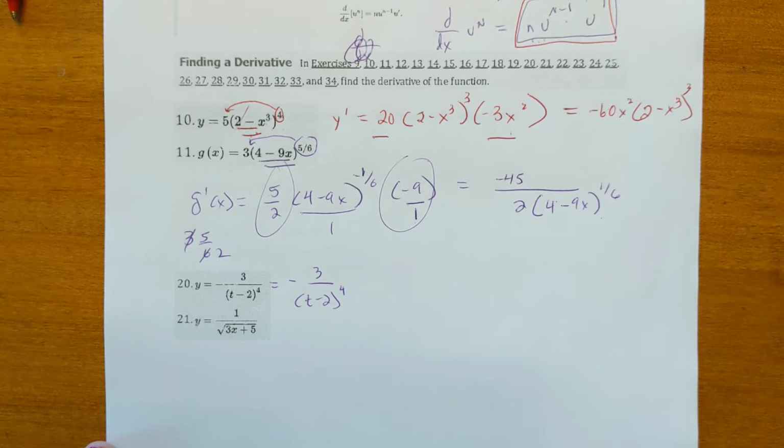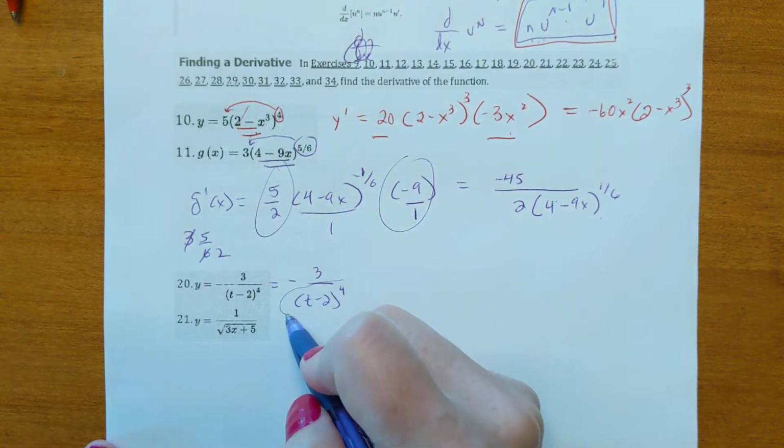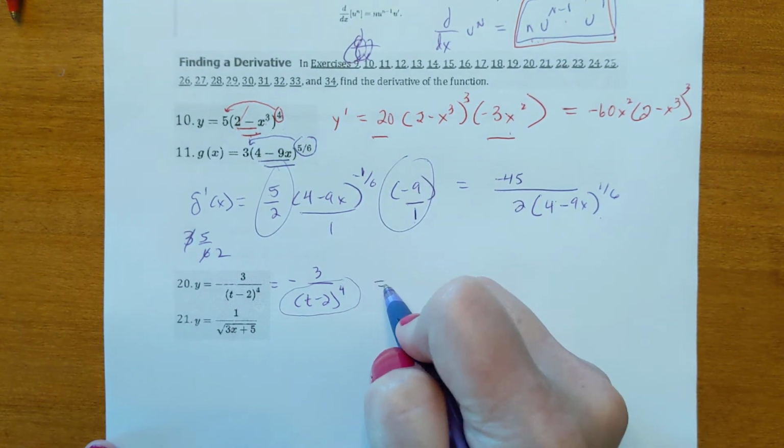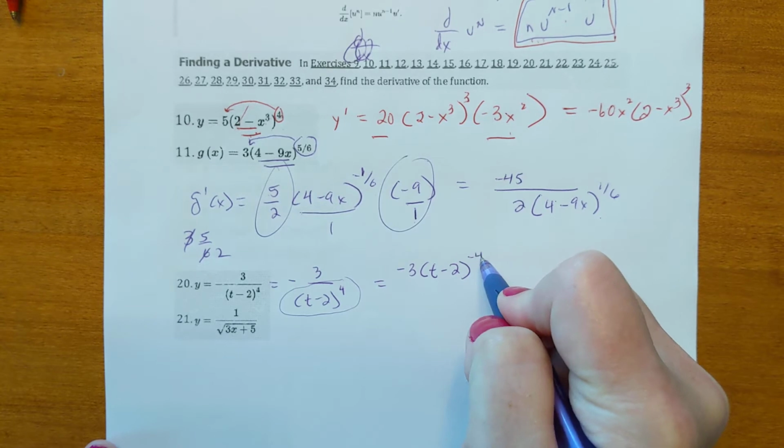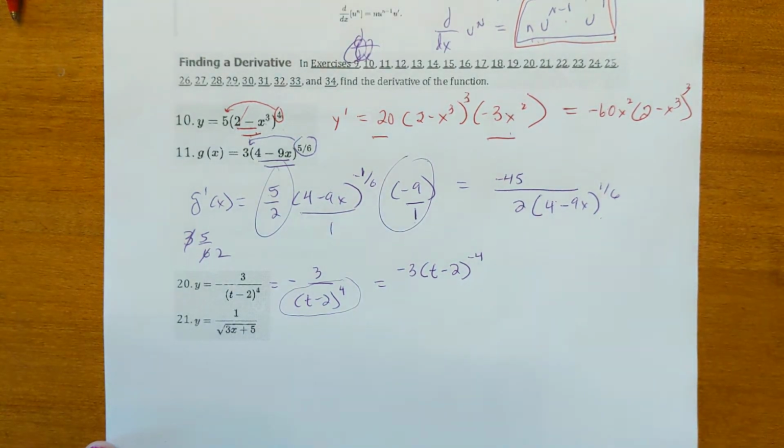Okay, what I'm going to do on this, I don't want to do the quotient rule on it. What I'm going to do is float this chunk up. So floating that chunk up would make it t minus 2 to the negative fourth, because I floated it up, so it changed the sign of it to negative. So now I'm going to do the chain rule on it.